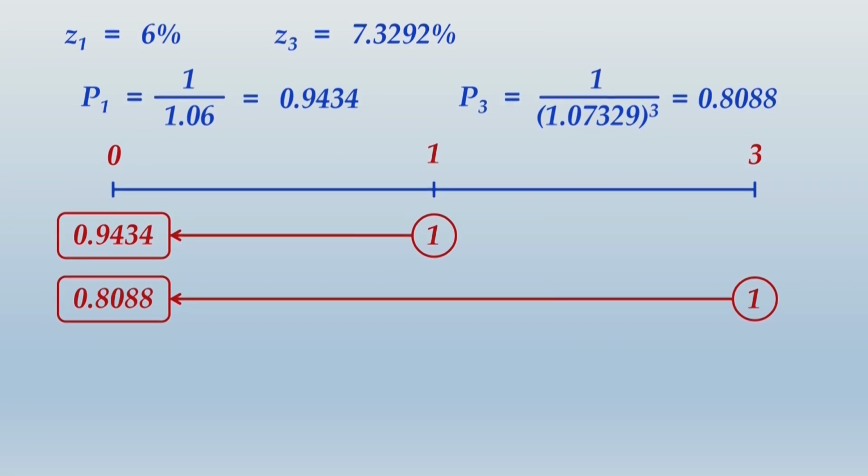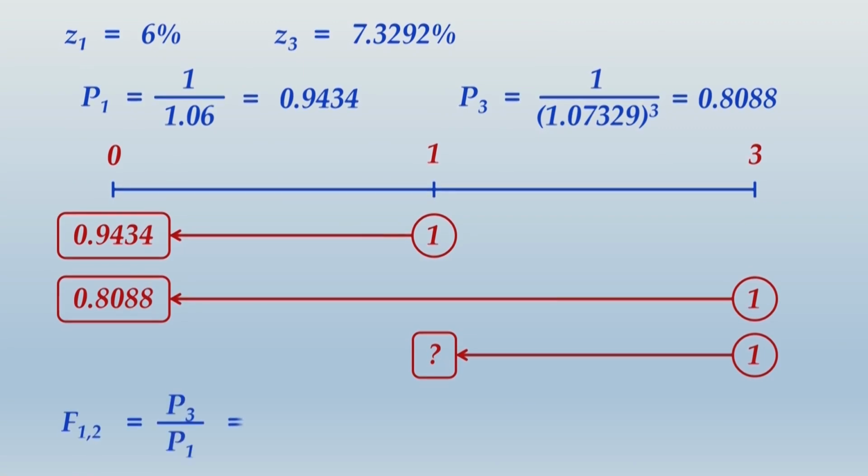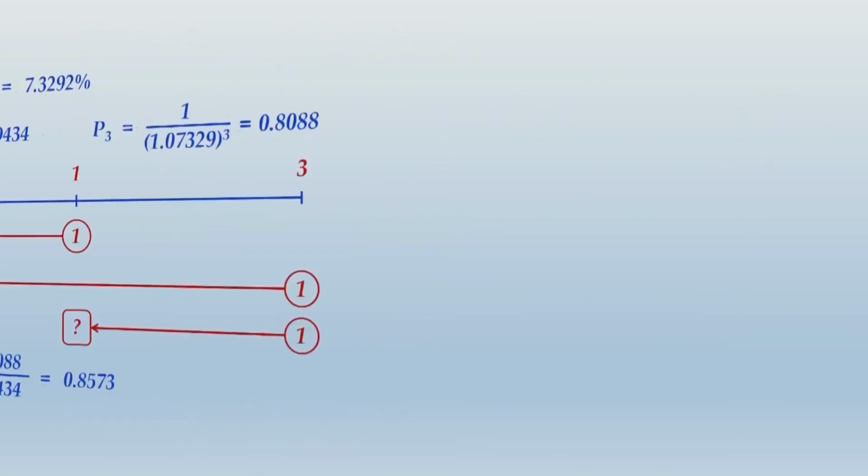So what will be the present value of this $1, not now but at 1 year point? That we have to find out. So the present value of $1 that you will get after 3 years, but you don't want the present value now, you want the present value at this point. This itself is capital F 1, 2. And how do you determine that? You compute that by taking P3 divided by P1, and that computed value comes to 0.8573. Let us move ahead and continue the calculations further.